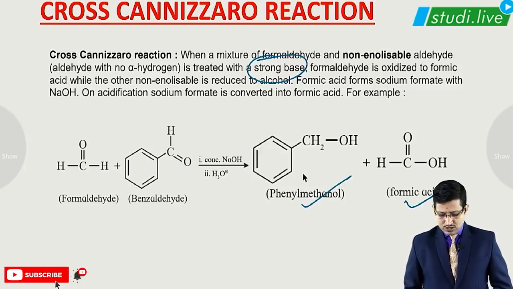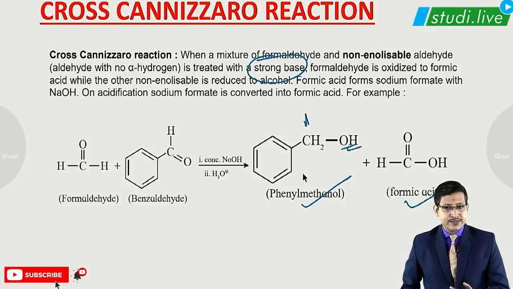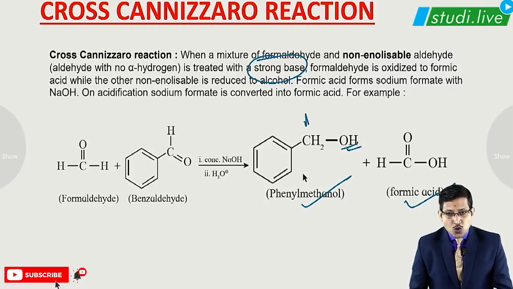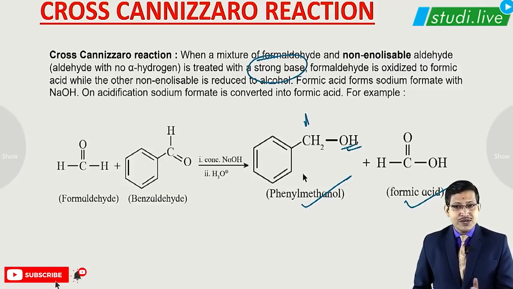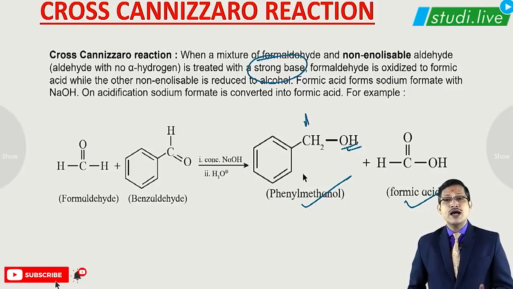Now why phenyl methanol? This is a carbon with OH. For the carbon with OH, one carbon, it is methane, and the E is replaced by OL because of alcohol, so it is methanol, and on the first carbon a phenyl group is attached, a benzene ring, so it is called phenyl methanol. So the complete reaction in one shot: formaldehyde plus benzaldehyde react with concentrated NaOH, followed by acid hydrolysis, which will give you phenyl methanol and formic acid. So this is the reaction that we have.